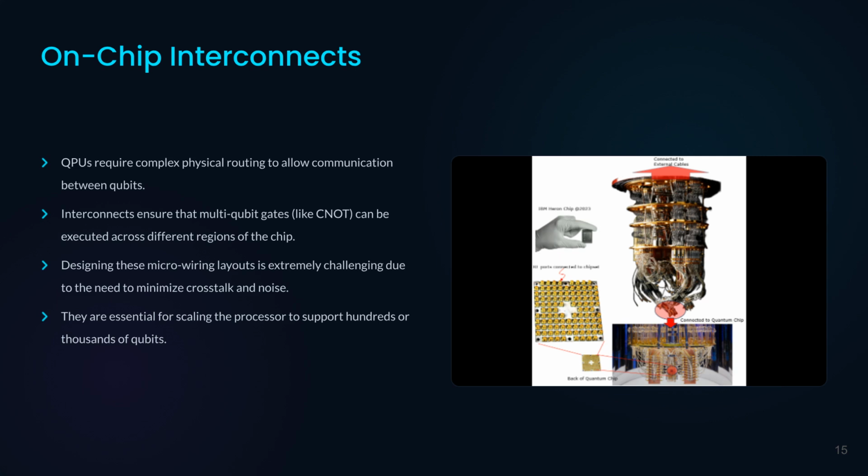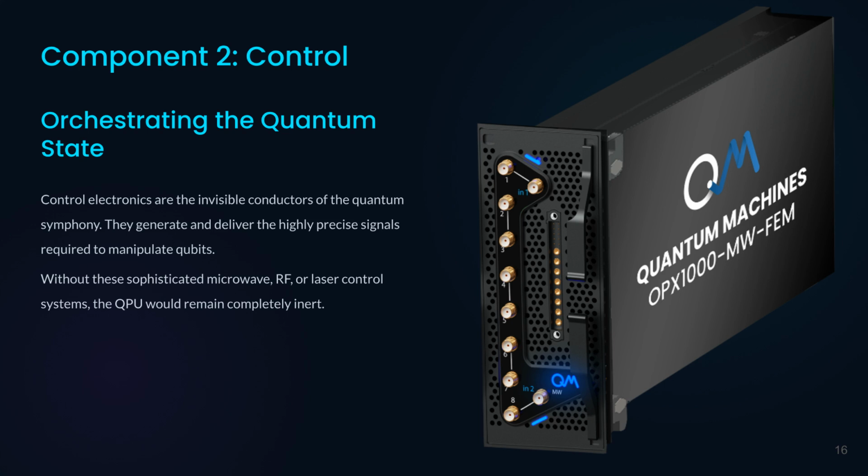Finally, on-chip interconnects are essential. They provide the complex routing needed for communication between qubits, and designing them to minimize noise is key to scaling quantum processors. Moving to control systems, these are the conductors of the quantum symphony. They generate and deliver the highly precise microwave, radio frequency, or laser signals needed to manipulate qubits. Without them, the QPU remains inert.